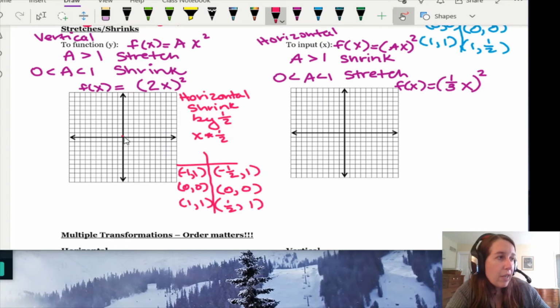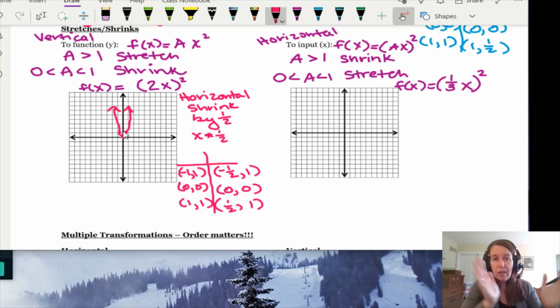So when we graph that, we see it is going to maybe look like it's taller, but it's actually just skinnier, right? It is a shrink in the horizontal direction. So it's more narrow than it was, okay?